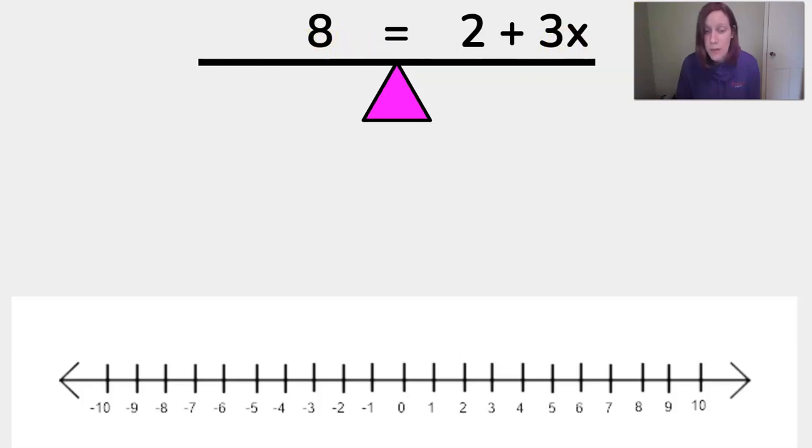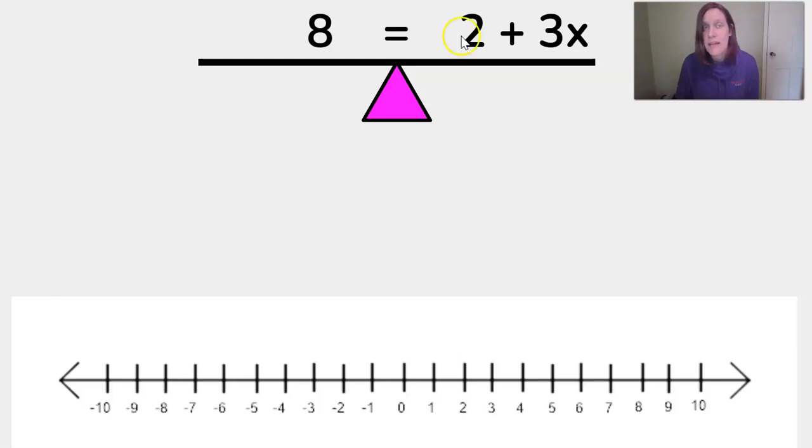So when I look at this equation, I'm thinking, okay, I need to figure out what this x has to be to make this side of my equation the same value as 8. In order to do that, I want to get x by itself. So I want to kind of get rid of this 2 and these 3 groups of x. I'm going to save the multiplication part for the end every time. The first thing I want to do is get rid of this 2.